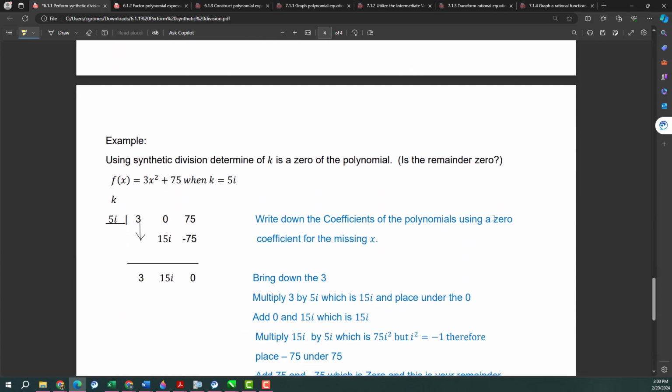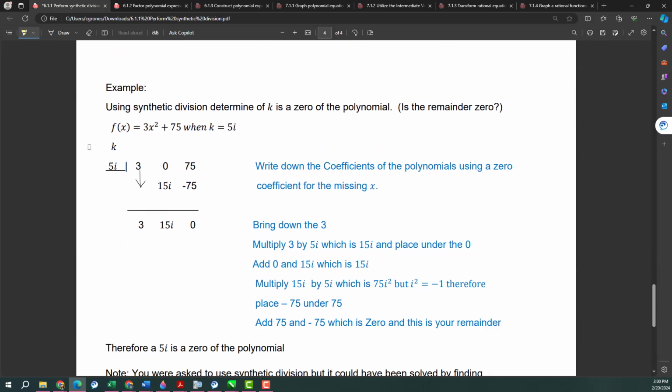So look at these examples. So this one, they actually tell us that k equals 5i, and we're dividing by 3x squared plus 75. So we have 3. For x, we don't have anything, so it's going to be 0. And then 75. Remember our first number comes down, and we're going to multiply 3 times 5i.